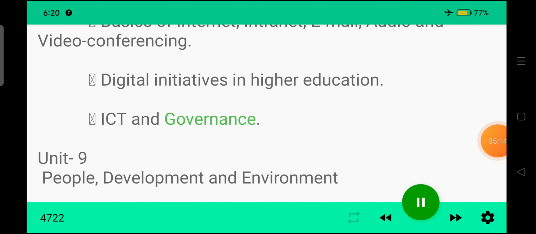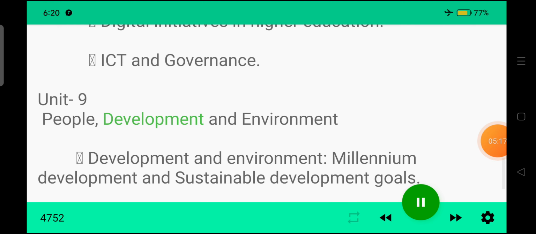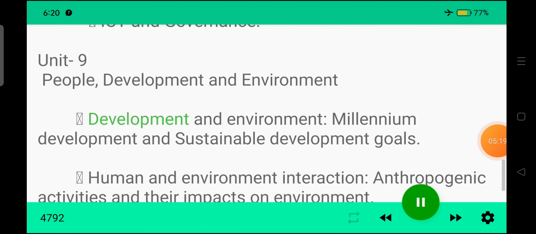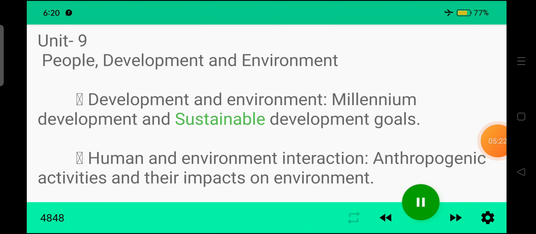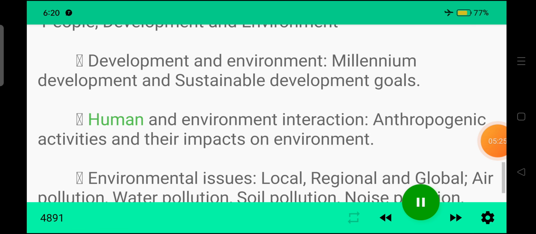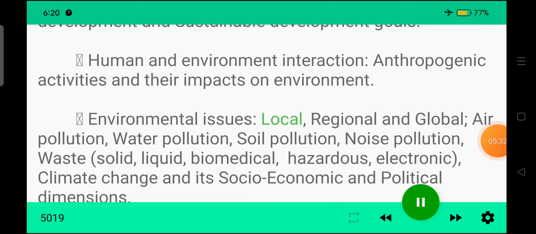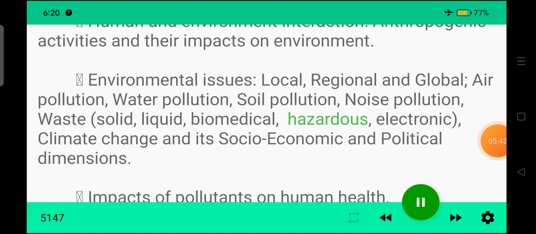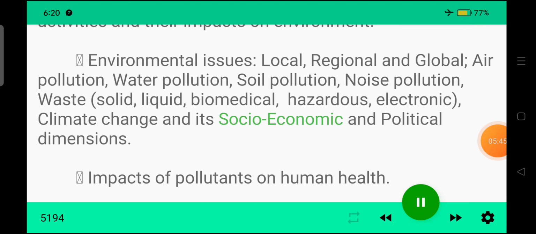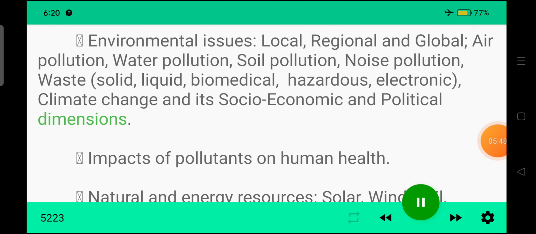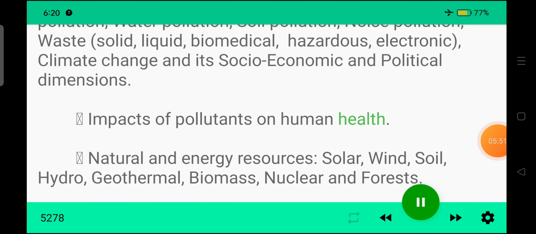ICT and Governance. Unit 9. People, Development and Environment. Development and Environment, Millennium Development and Sustainable Development Goals. Human and environment interaction, anthropogenic activities and their impacts on environment. Environmental issues, local, regional and global. Air pollution, water pollution, soil pollution, noise pollution, waste: solid, liquid, biomedical, hazardous, electronic, climate change and its socio-economic and political dimensions. Impacts of pollutants on human health.